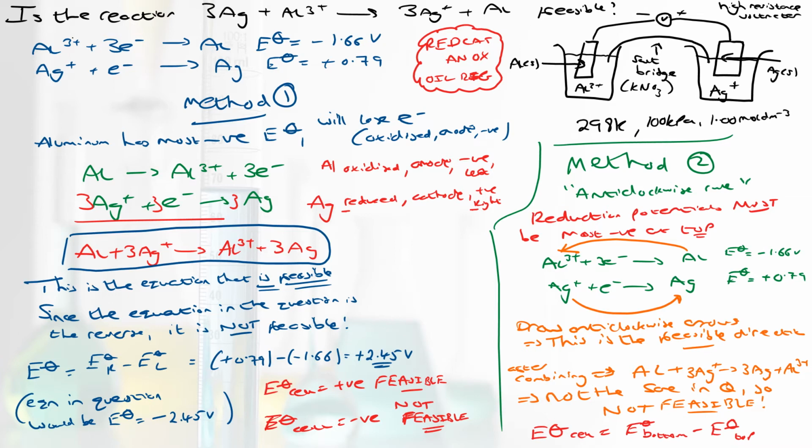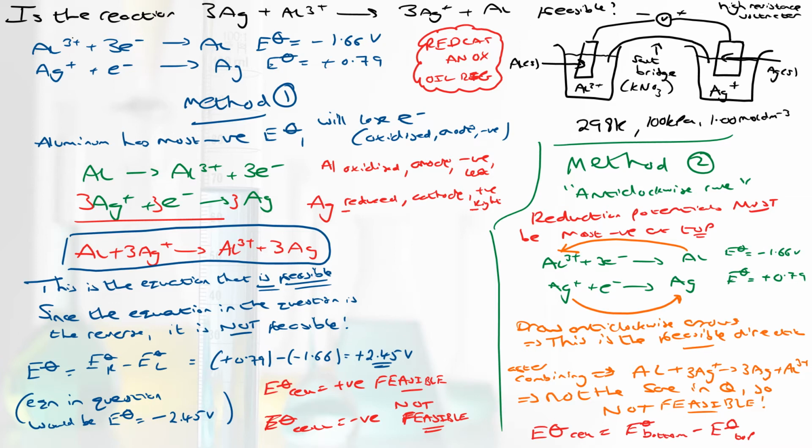The right, the cathode, is our silver. The left, the anode, is our aluminium. And so we do 0.79 minus negative 0.166. And this gives us an E cell value of plus 2.45 volts. Now again, because we've worked this out in the correct method of left to right, this ends up being a positive E cell value. Now, a positive E cell value, as I've mentioned before, is feasible, and a negative one is not feasible. So the actual equation in the question would have an E cell value of negative 2.45 volts.